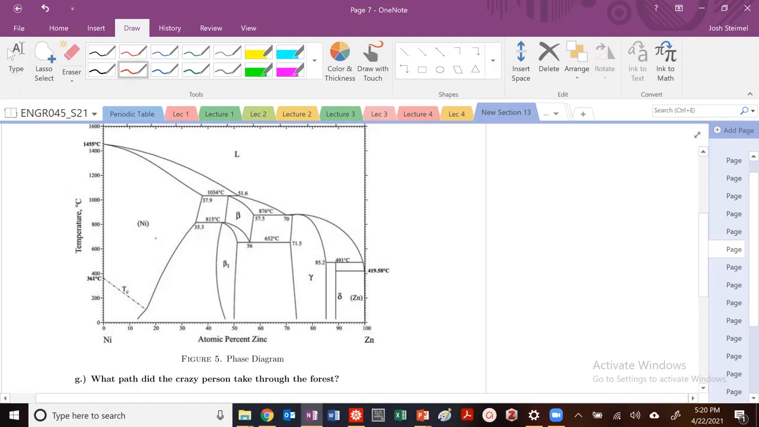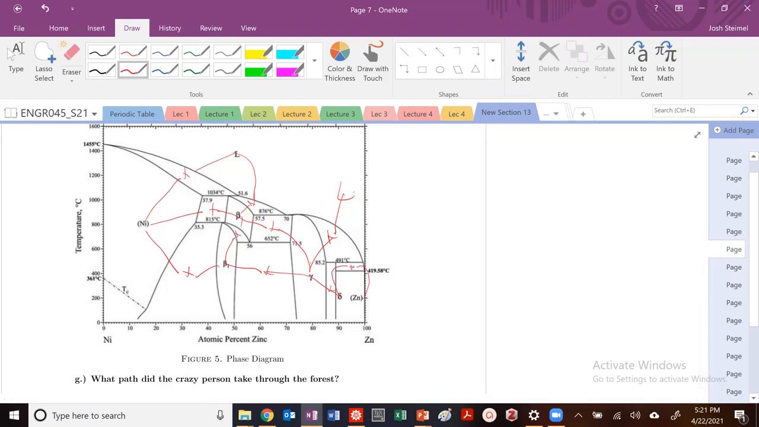So this phase is going to be this plus this. This phase is going to be this plus this. This phase is going to be this plus this. Keep going. Liquid, so this plus this is going to be that phase. This phase is going to be this plus this. And this phase is going to be my pure material zinc here plus basically this line here. All right. Those are all the phases.